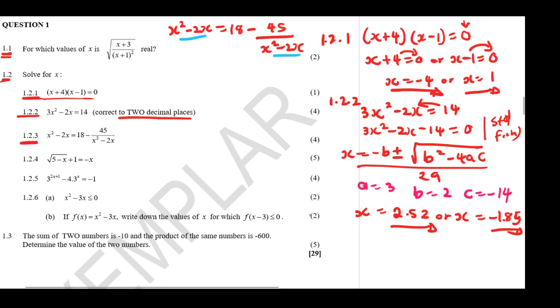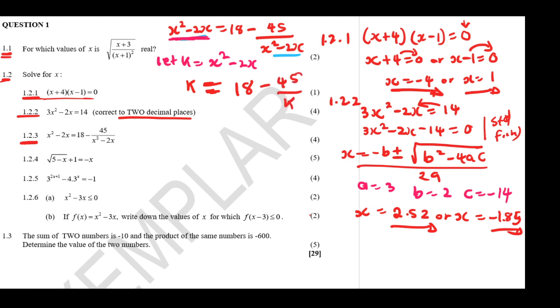So what you can do is you can say let k be equal to x squared minus 2x, right? So meaning where there's x squared minus 2x, you're going to put k, right? So you're just going to say k, k is equal to, actually, it's equal to 18 minus 45 over k, right?